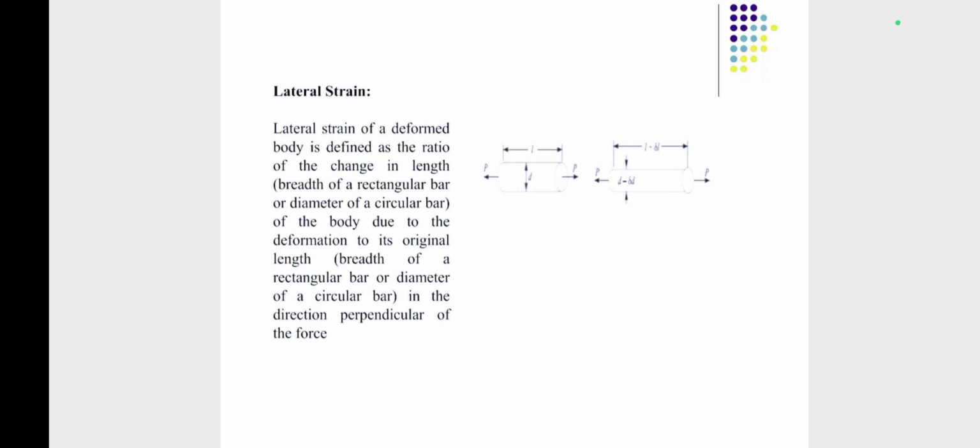Lateral strain. Lateral strain of a deformed body is defined as the ratio of change in length which is perpendicular to the dimension of the body to its original length. Now, in the given figure, the diameter is changing. It's a circular rod where the force P is applied, due to which the diameter is changed. So, the ratio of change in diameter to original dimension is nothing but lateral strain. Students are advised to remember that lateral strain is defined as the ratio of change in dimension which are perpendicular to the applied force.